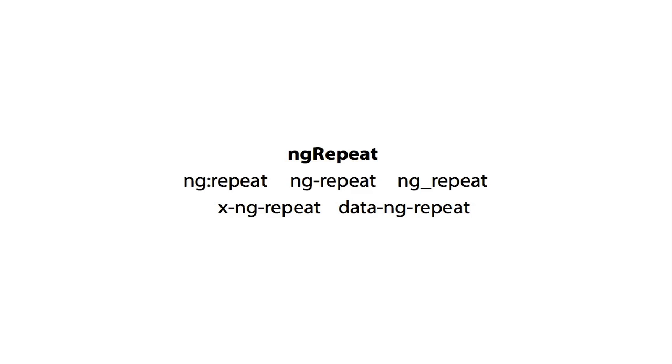Angular will recognize any one of ng::repeat, ng-repeat, ng_repeat, x-ng-repeat, and data-ng-repeat as being the ngRepeat directive. So when we create a directive, we'll give it a camel case name, and Angular will do the rest to figure out which directive we're referring to.